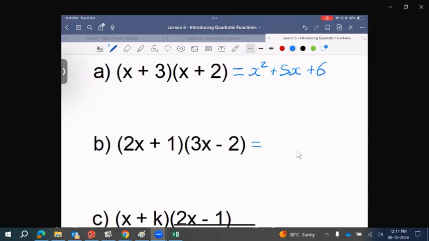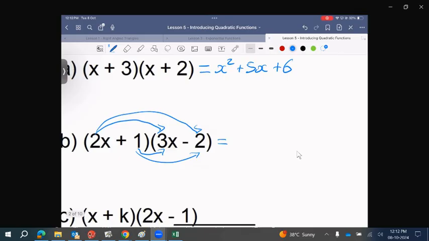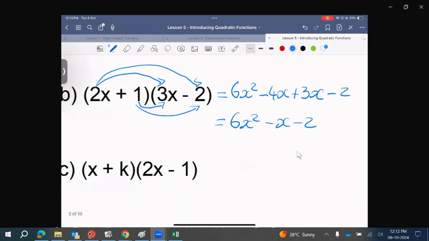This one gets a little trickier. So I'm going to do this one the long way. We're going to start with our FOIL first, outer, inner, and last. We'll do it in that order. So what do we get for this one? 6x squared minus x minus 2. We're going to get 6x squared, and then what are we going to get next? We're going to get minus 4x plus 3x. I'm going the long way. And what's our constant? Minus 2. And how about this last one?